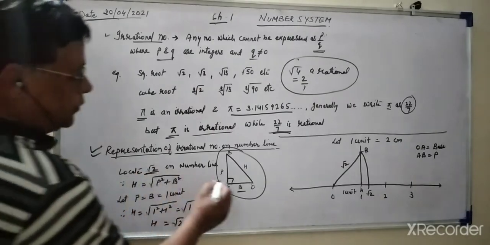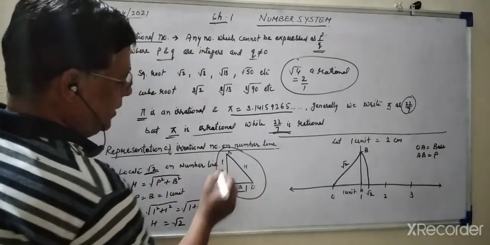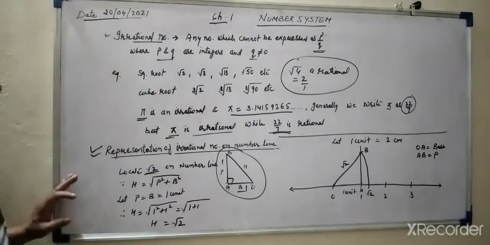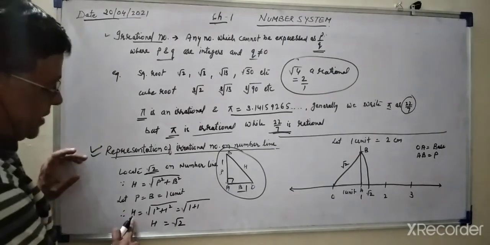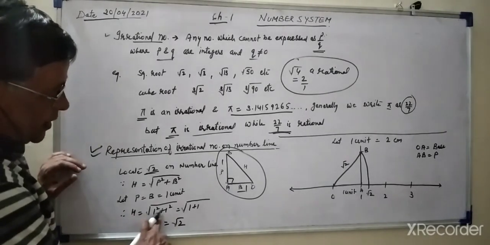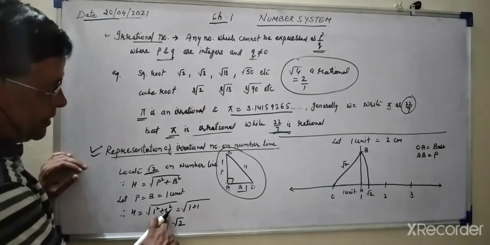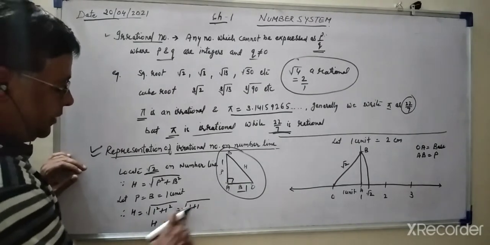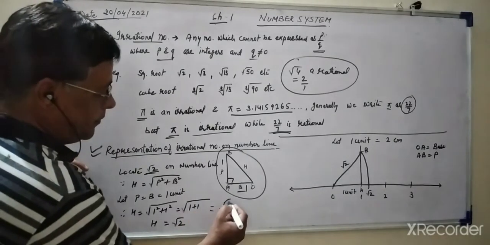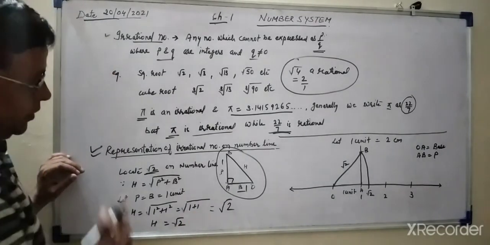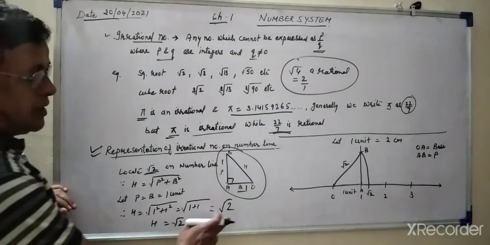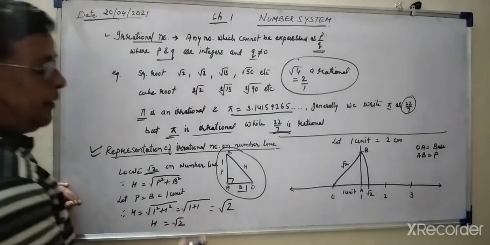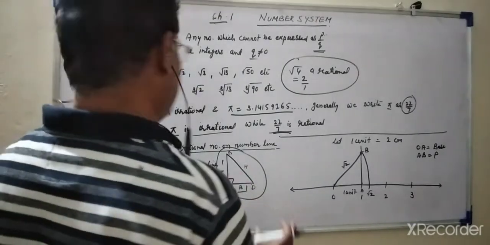Now for root 2, we will take the base as 1 and the perpendicular also 1 unit. So h equals root of perpendicular square plus base square, 1 square plus 1 square. Then 1 square is 1 and 1 square is 1. So 1 plus 1, root 2. So the hypotenuse is root 2. Now we will locate this number on the number line.